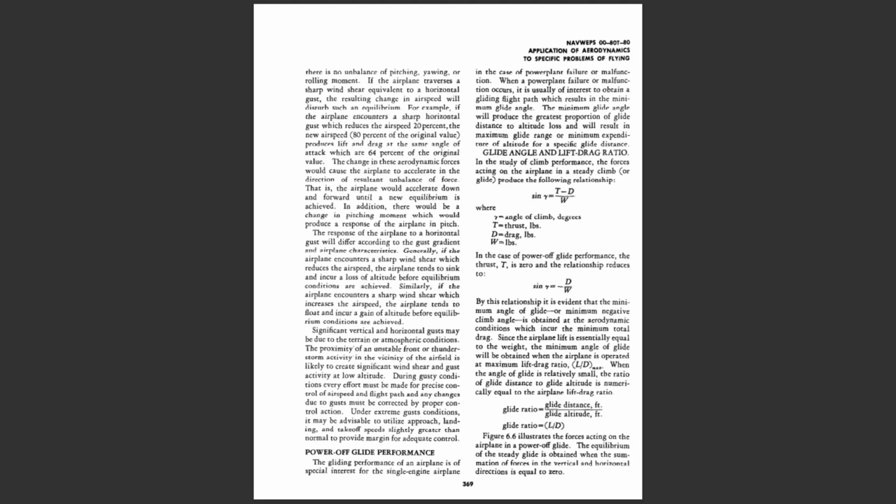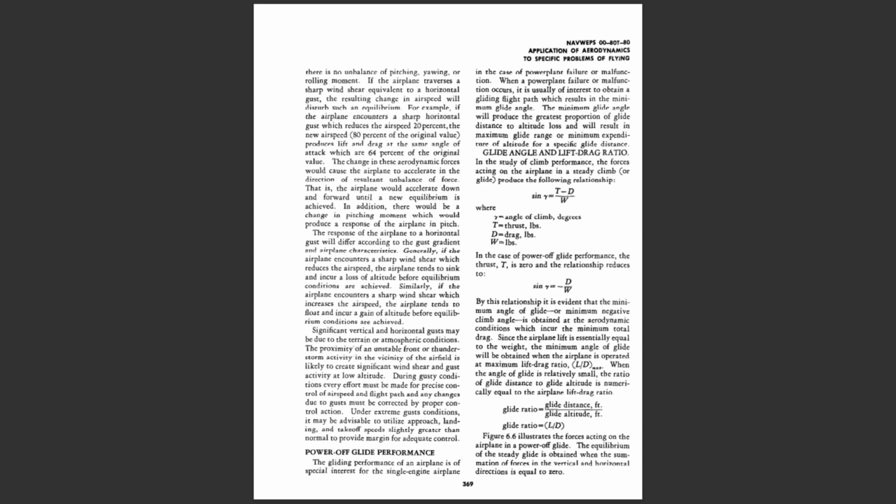Power-off glide. The gliding performance of an airplane is of special interest for the single-engine airplane in the case of power plant failure or malfunction. When a power plant failure or malfunction occurs, it is usually of interest to obtain a gliding flight path which results in the minimum glide angle. The minimum glide angle will produce the greatest proportion of glide distance to altitude loss and will result in maximum glide range or minimum expenditure of altitude for a specific glide distance.